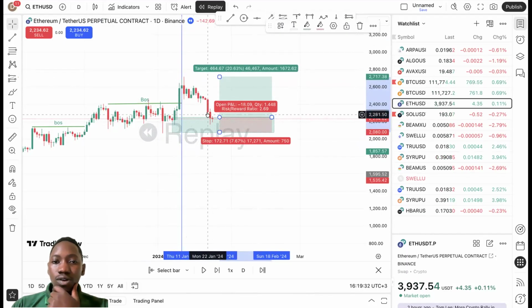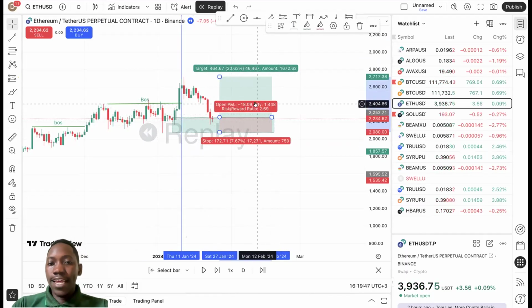So it has to come back and break this structure, break this highest point and continue going up. So I'm saying, okay, I'm risking here. It shows you everything. The risk is 7%. That's where the stop loss is. The target is at 20%. Number two, my risk reward ratio is 2.6. I go back to my rules. Can I take this trade? You remember? You check, can I take this trade?